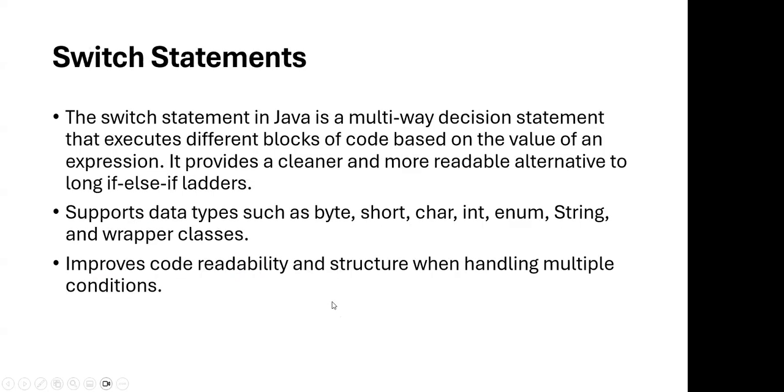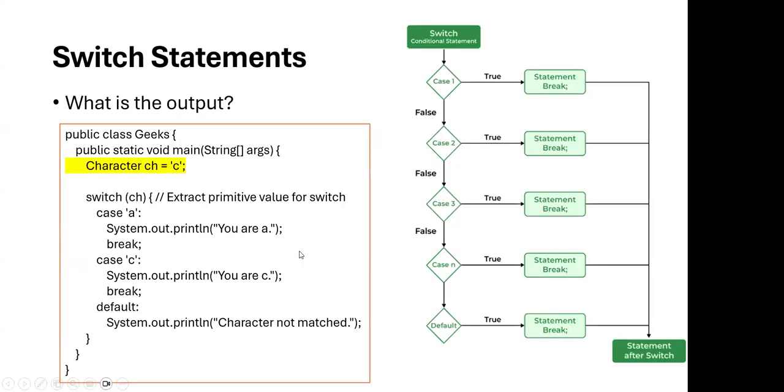And for the switch statement, it's a certain kind of pattern matching because it's a multi-way decision statement that executes different blocks of code based on the value of an expression. It supports data types such as byte, short, char, int, enum, string, and wrapper classes, and improves code readability and structure when handling multiple conditions.